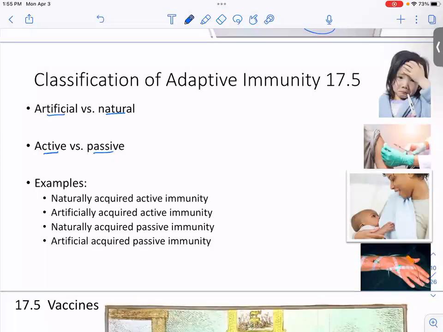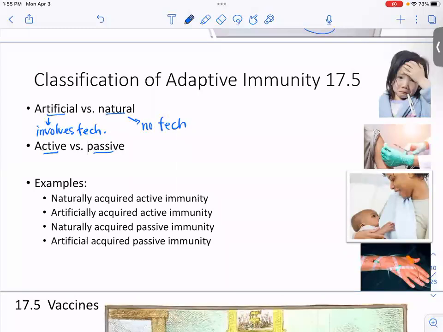Okay, so those four terms, and then we squish that together. The difference between an artificial acquisition of antibodies and a natural acquisition is basically, does it involve technology? Artificially involves some kind of technology, and natural, no technology. So I always ask myself, is this something that we could do 500 years ago? If yes, then it's natural. If it requires maybe a syringe or something like that, then that's going to be artificial.